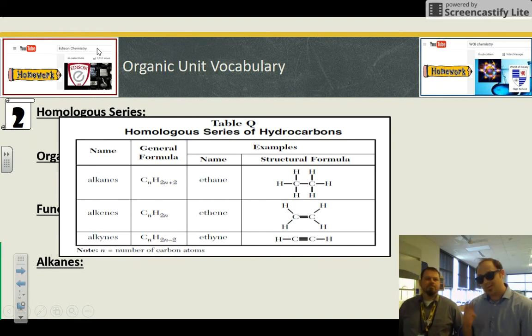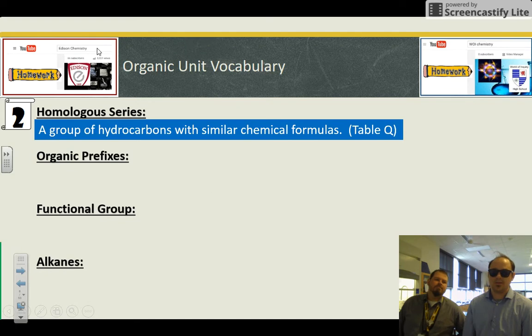Reference table Q. Hit us with a definition. Group of hydrocarbons with similar chemical formulas. They're very similar, so they can be very tricky, but if you pay attention to table Q, you will see that they are only different in their number of hydrogen atoms and the number of double, single, or triple bonds. So go to table Q.